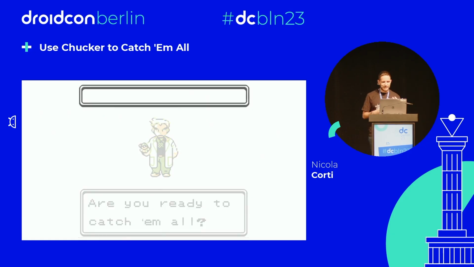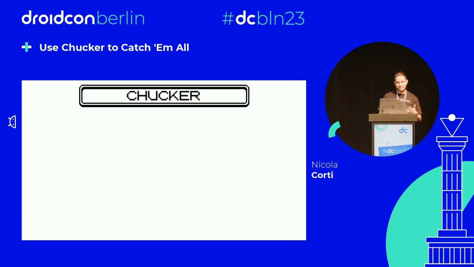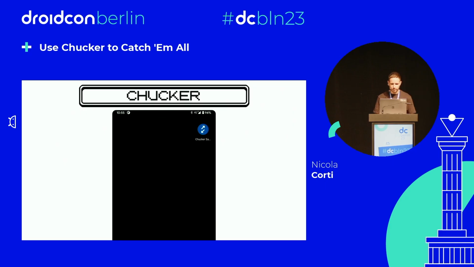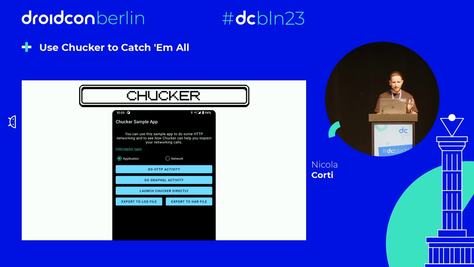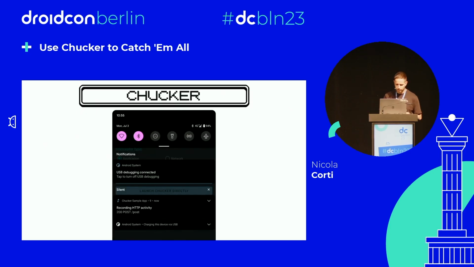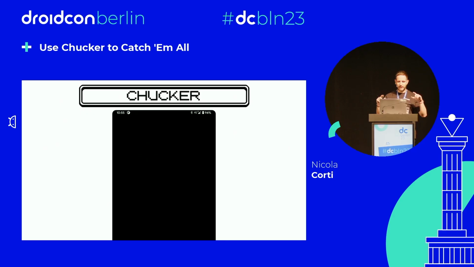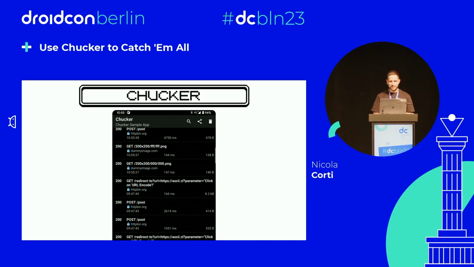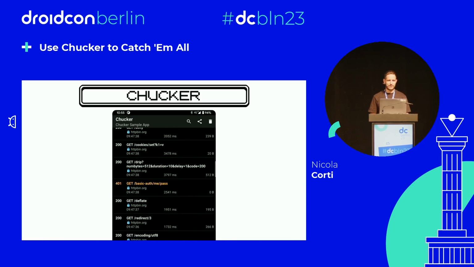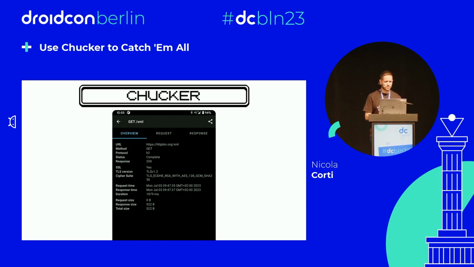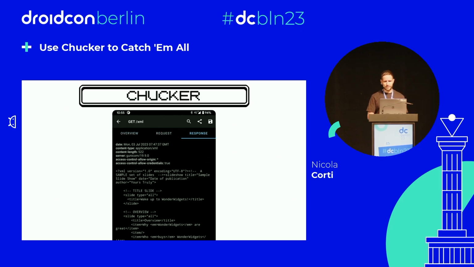It's a little bit hard for me to explain it just by telling it, so I'd rather show you a video of how Chucker works. We have a sample app. I just open the sample app and do some random HTTP activity. It pops up a push notification that you can click, and you will see all the HTTP requests and responses that your app did. You can click on each one of them and look through the request and the response. For example, this is an XML response. You can see what's inside and look at all the headers and so on.